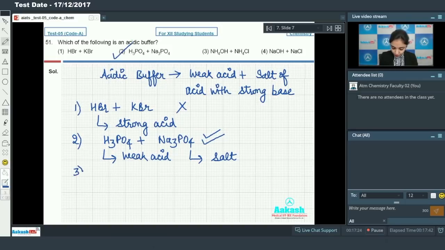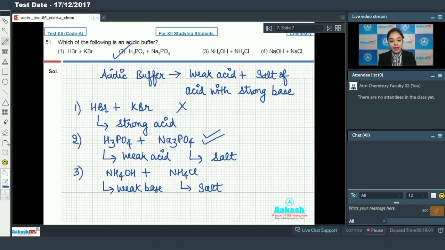Now you have the third option in which you have NH4OH and NH4Cl. And you know that NH4OH is a weak base. And NH4Cl is a salt of a weak base with the strong acid, that is HCl. So it is an example of basic buffer, not the acidic buffer. So this option is also incorrect.